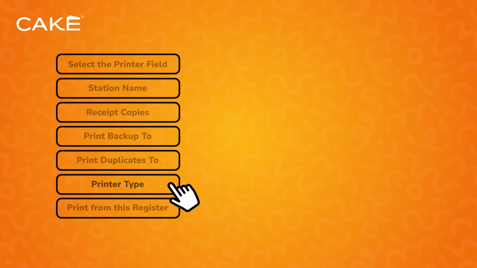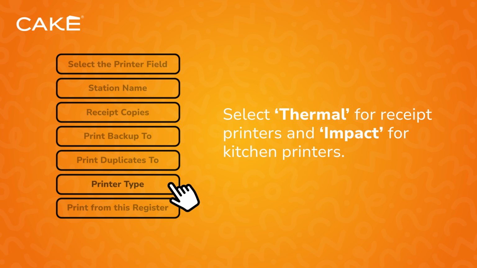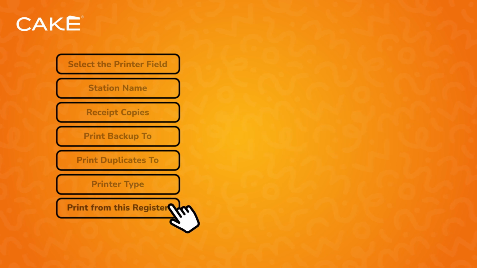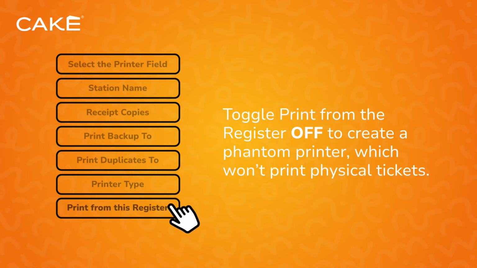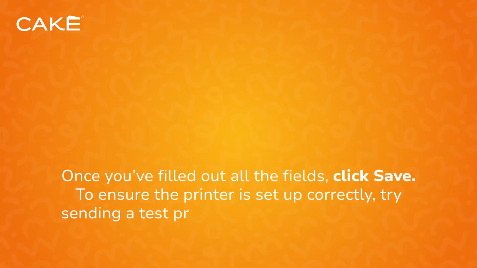Printer type: select the correct printer type. Select Thermal for receipt printers and Impact for kitchen printers. Print from this register: toggle Print from this register off to create a phantom printer, which won't print physical tickets. In this example, we will be keeping this setting on. Once you've filled out all the fields, click Save.